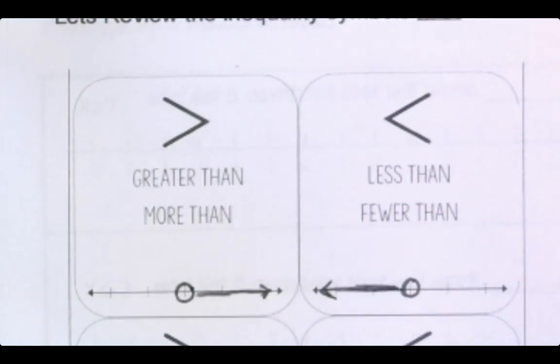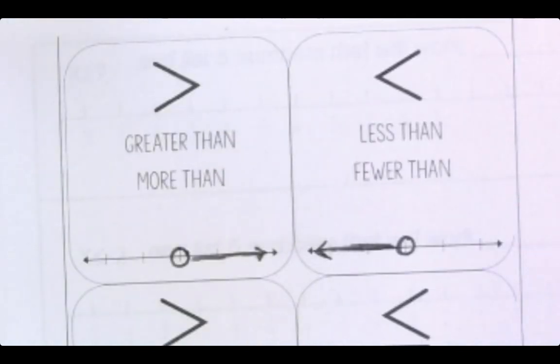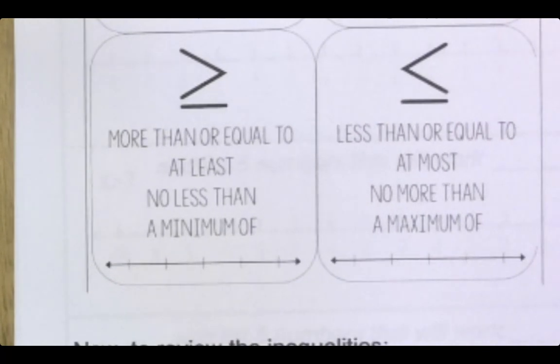The reason it doesn't really matter if I have numbers on this is because on a number line, realistically, you go from the smallest numbers to the biggest numbers. So I'm just showing you what this looks like more than specific numbers, and what it's always going to be. Now for the other two you will use, we are looking at more than or equal to: at least, no less than, and a minimum of.